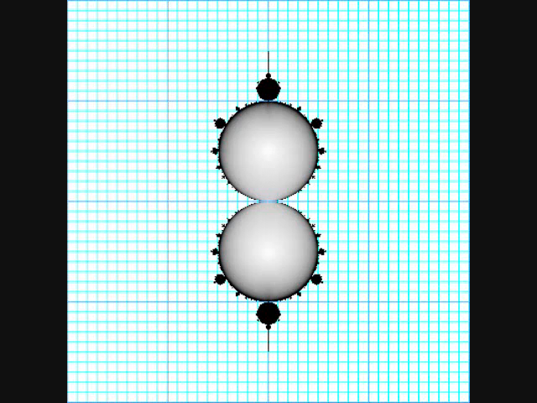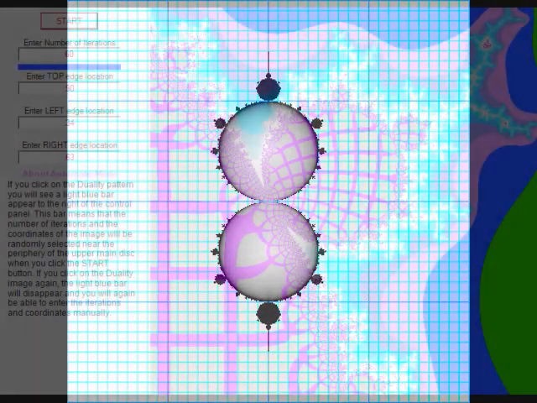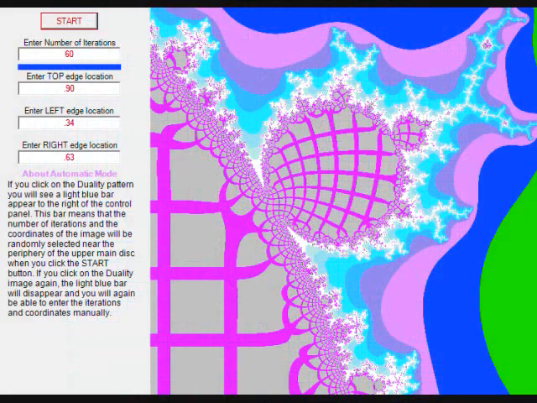The Interacting Systems page at this website discusses the duality process in more detail, and it includes a program that can be downloaded to produce various parts of the duality pattern, such as this number 3 disk at x equals 0.5 and y equals 0.8.